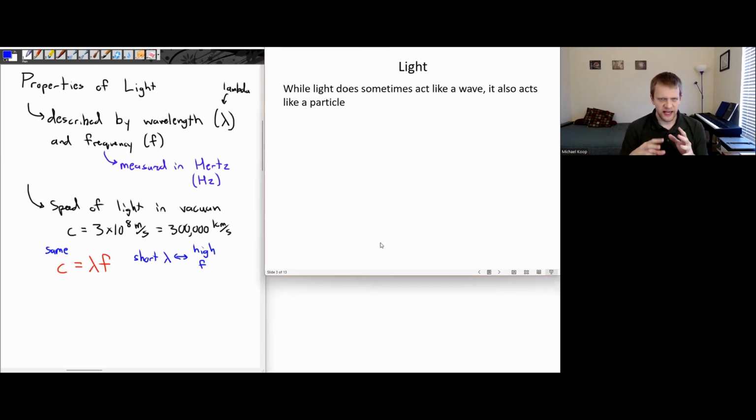Another property of light, and again, we're not going to talk about this in too much detail. Light sometimes acts like a wave. It has certain wave properties, like this wavelength and frequency. But it also has particle-like properties. It sometimes acts like a wave, sometimes acts like a particle.